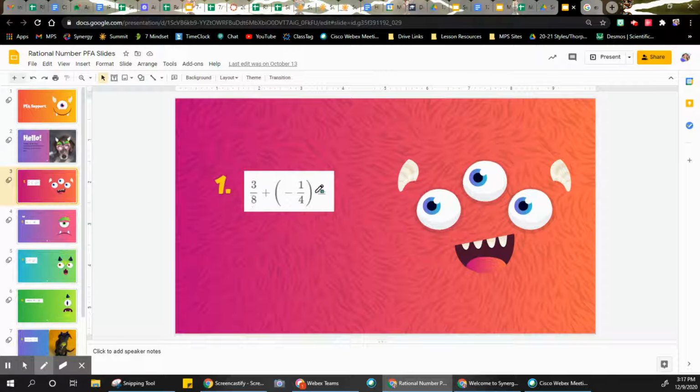I know that 4 goes into 8, so I'm going to convert the 1/4. I'm going to multiply by 2 on both top and bottom to get it into 8. So now I've got 3/8 plus -1 times 2 is 2, 4 times 2 is 8. Okay? Now which one is bigger, 3/8 or 2/8? 3/8. So I know my answer is going to be positive because it's the bigger number. And then I'm going to subtract. 3 minus 2 is 1/8. So there's the answer to my first problem. So let's go to my next problem.